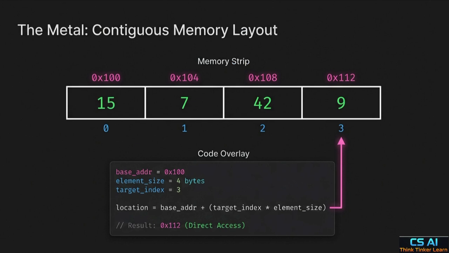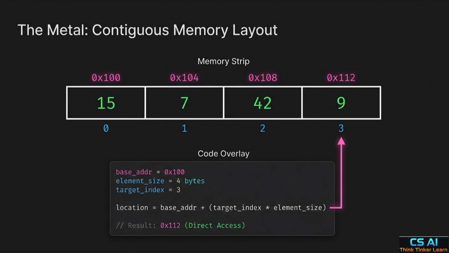Look at the memory strip on the screen. We have values like 15, 7, 42, and 9. Notice the hexadecimal addresses at the top, like 0x100 and 0x104. These addresses increase by exactly 4 bytes for each integer. This leads us to the core math of the code overlay.